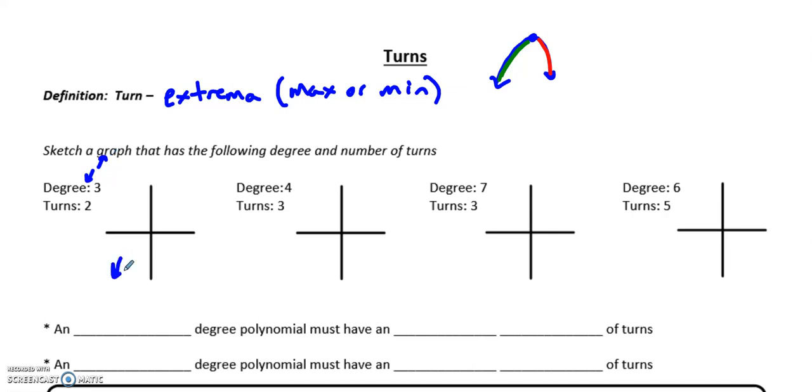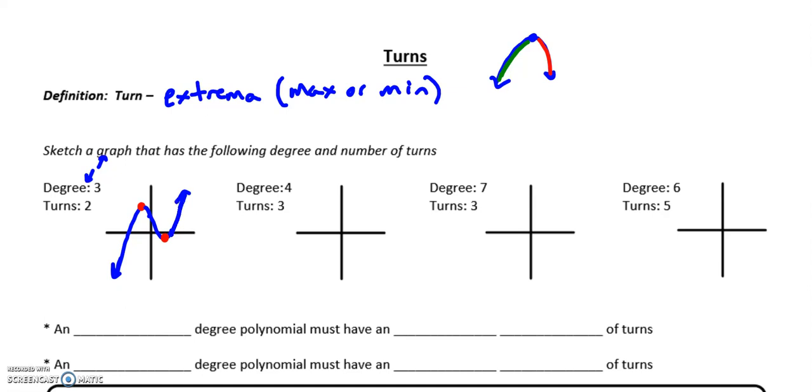So I'm going to go ahead and just put my end behavior on my graph. And as I trace the rest of my graph out, I have to turn twice. So I'm going to come up and I'm going to turn. So there's 1 turn right there. So I'm coming back down. That means I need to turn again. Right there, there's a minimum.